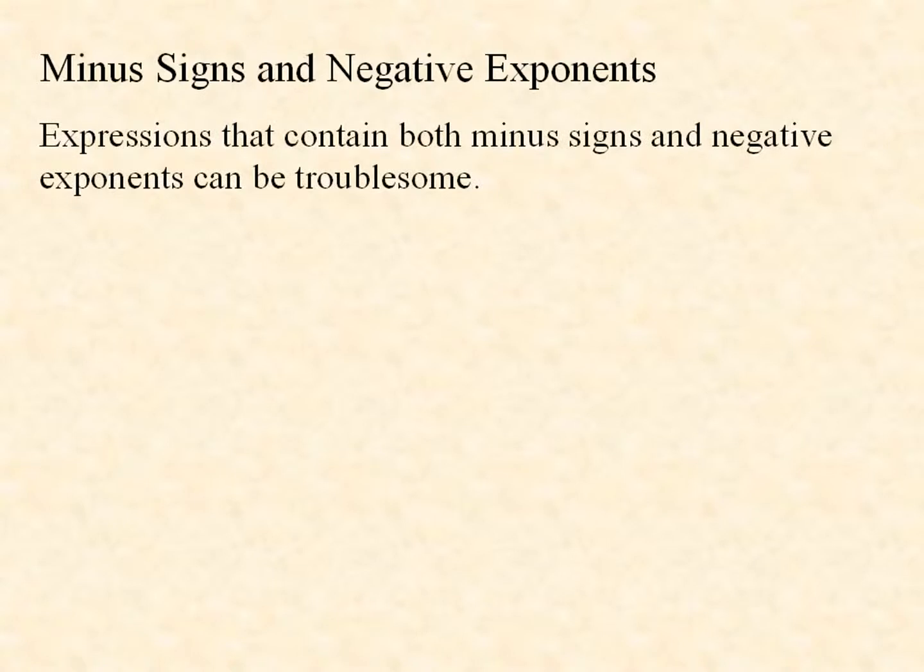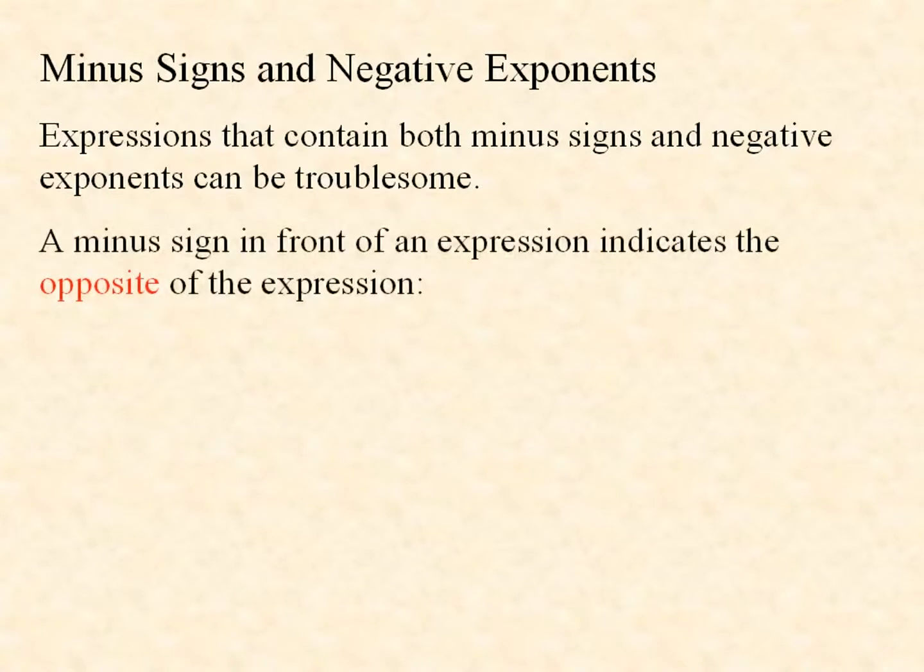Now we consider minus signs and negative exponents. Expressions that contain both minus signs and negative exponents can be troublesome. A minus sign in front of an expression indicates the opposite of the expression. For example, minus parentheses 2 minus 5 is the opposite of 2 minus 5, in other words, the opposite of negative 3, which is positive 3.